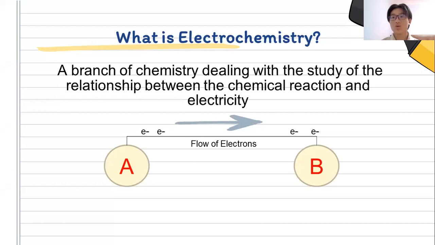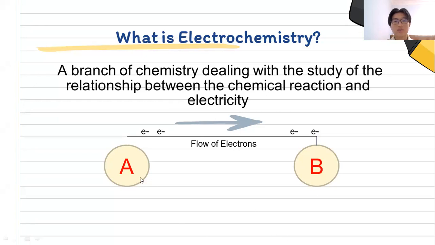So, what is electrochemistry? First, right? Electrochemistry is a branch of chemistry which deals with the study of the relationship between chemical reactions and electricity, like its name: electro, which is electricity, and chemistry, which is described as a chemical reaction.